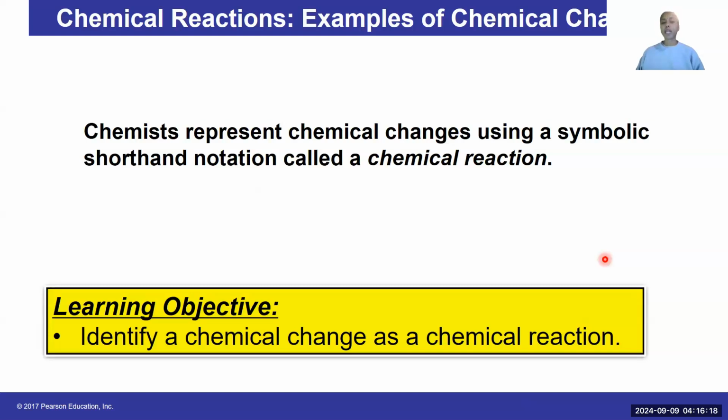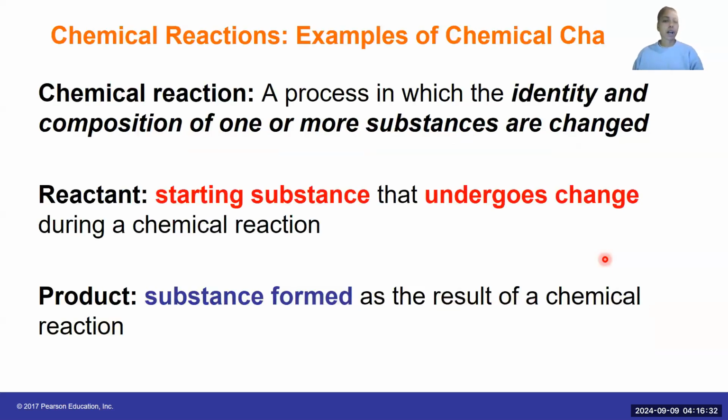So for a chemical change, we use a symbolic shorthand called a chemical reaction or a chemical equation. It's just like a recipe for, let's say, baking a cake, right? Chemical reactions are examples of a chemical change, and it's a process in which the identity and the composition of one or more substances are changed.